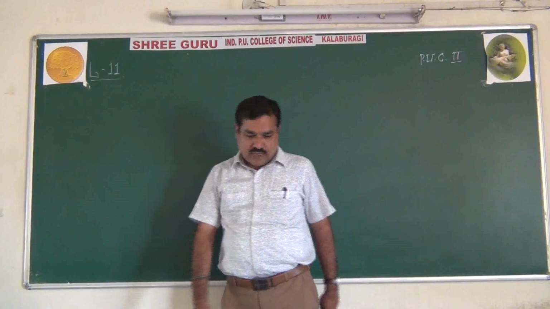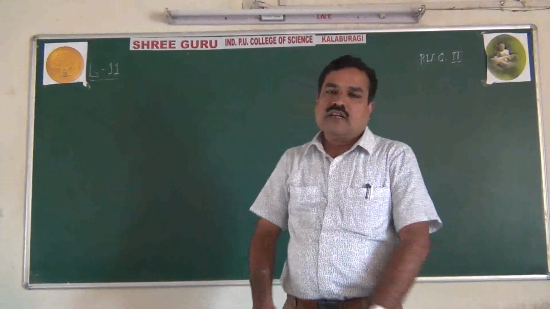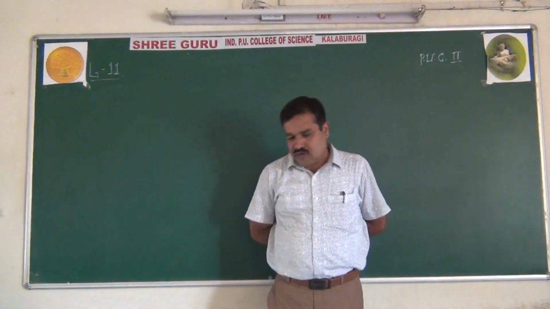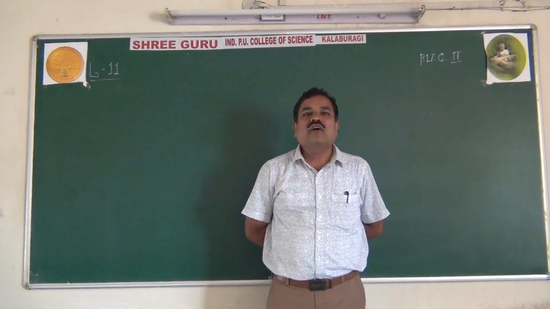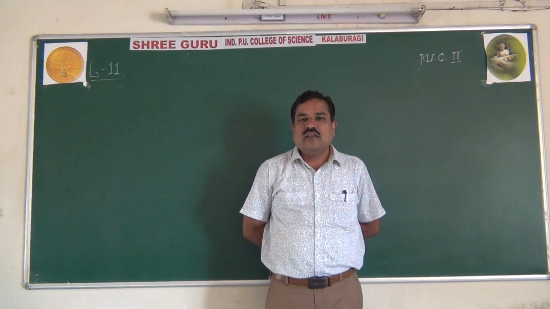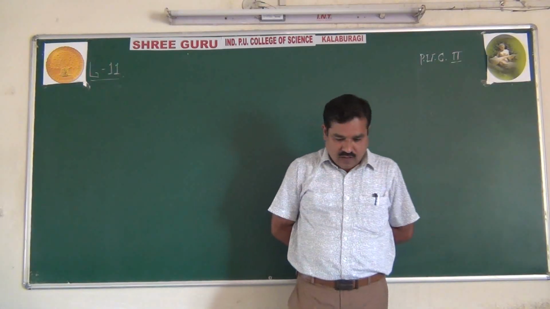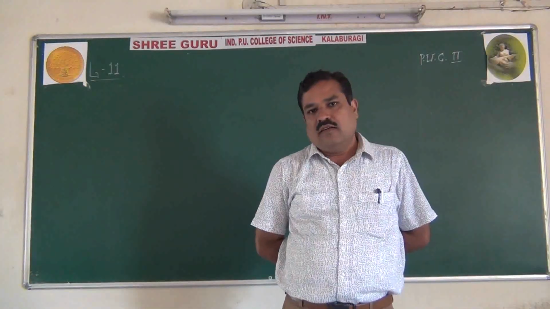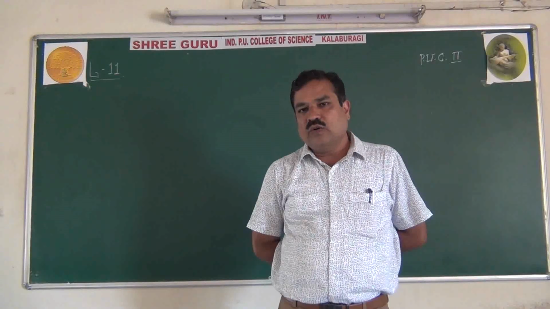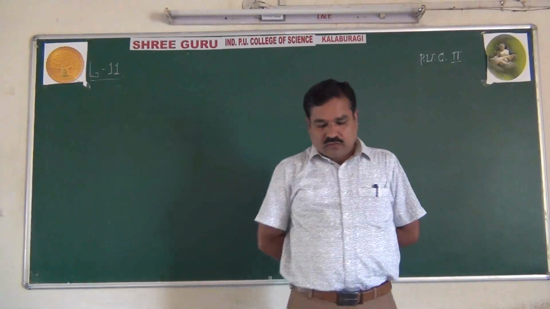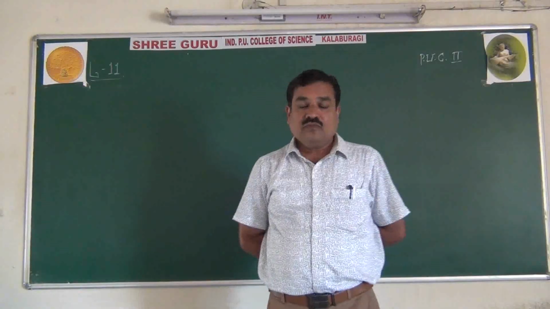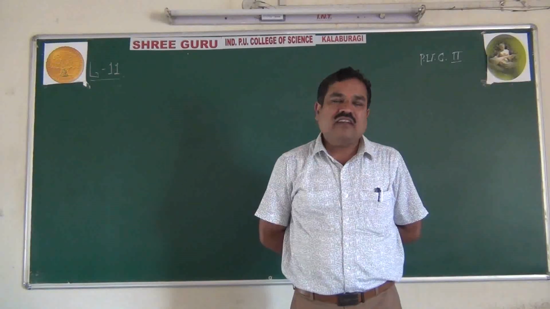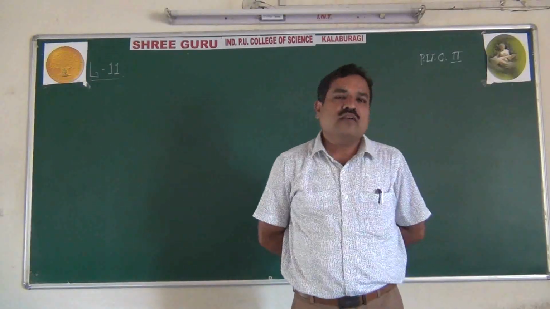Students, in the last class we started the group 17 elements. I told you these group 17 elements are called halogens. Halogens are nothing but salt forming elements. These halogens include fluorine, chlorine, bromine, iodine and astatine. Astatine is a radioactive halogen. The general electronic configuration is ns2 np5, and these are the most electronegative elements in the whole periodic table.